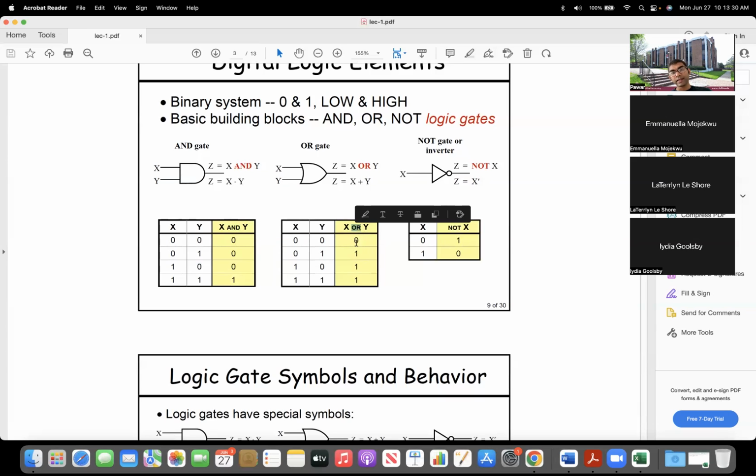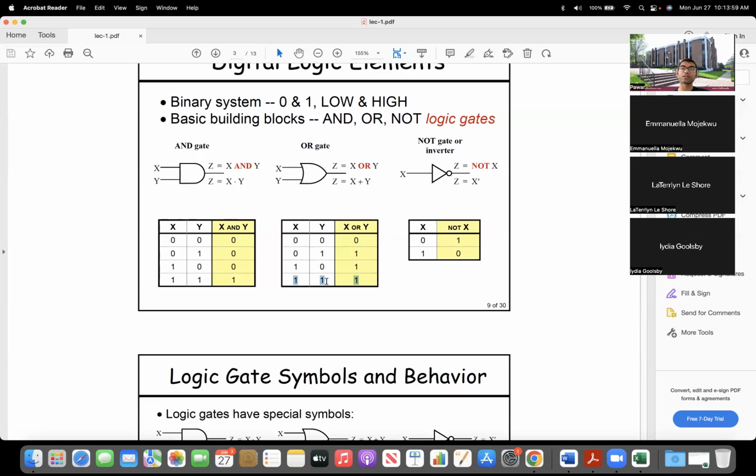OR gate, you add things, right? So 0 as X, 0 as Y, 0 plus 0 is 0. 0 as X, 1 as Y, 0 plus 1 is 1. 1 as X, 0 as Y, 1 plus 0 is 1. The last thing here is an exception, right? So the last thing here is 1 as X, 1 as Y.